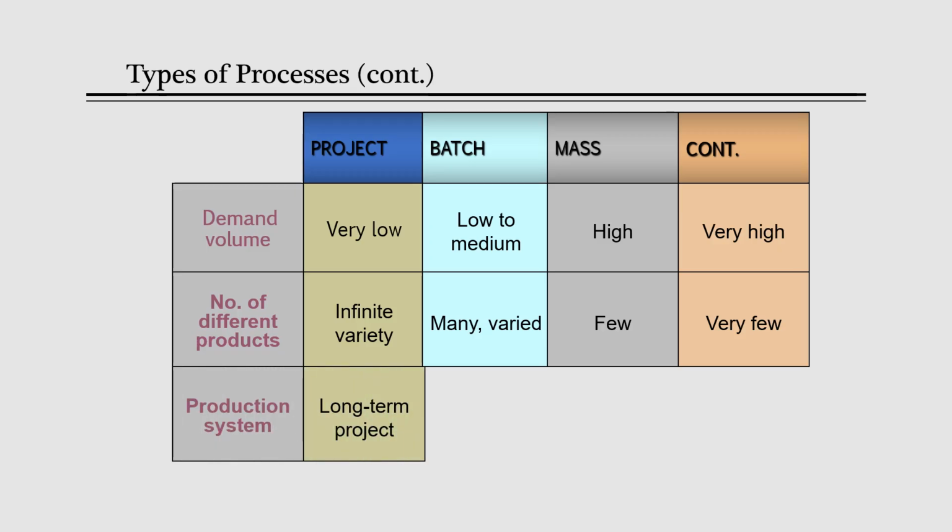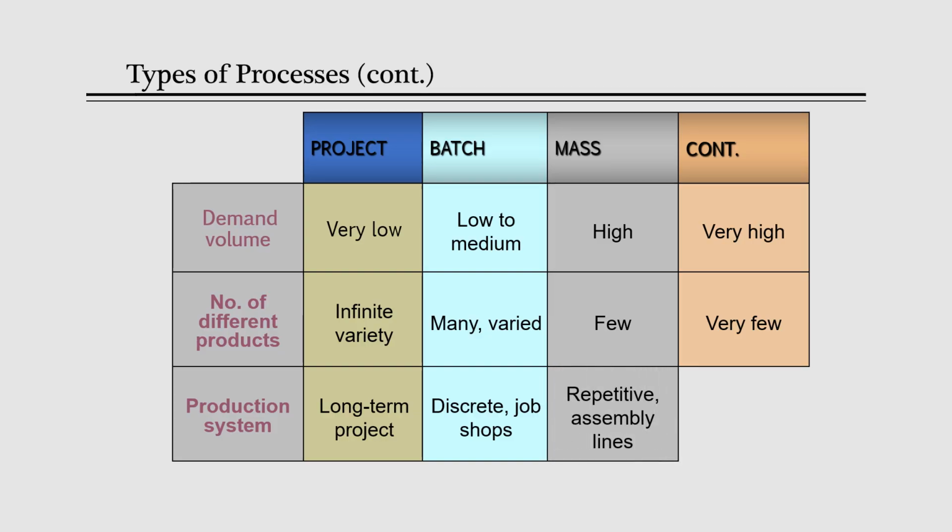When it comes to the production system in the project, it will take long-term projects. It will take a long time period. In batches, the time period is discrete. It depends on the customer. And in the mass production, you can see a repetitive assembly line production. They are going for, in garment manufacturing, cutting, sewing, packing, and so on and so forth. Then in the continuous production, the continuous production process is going on.